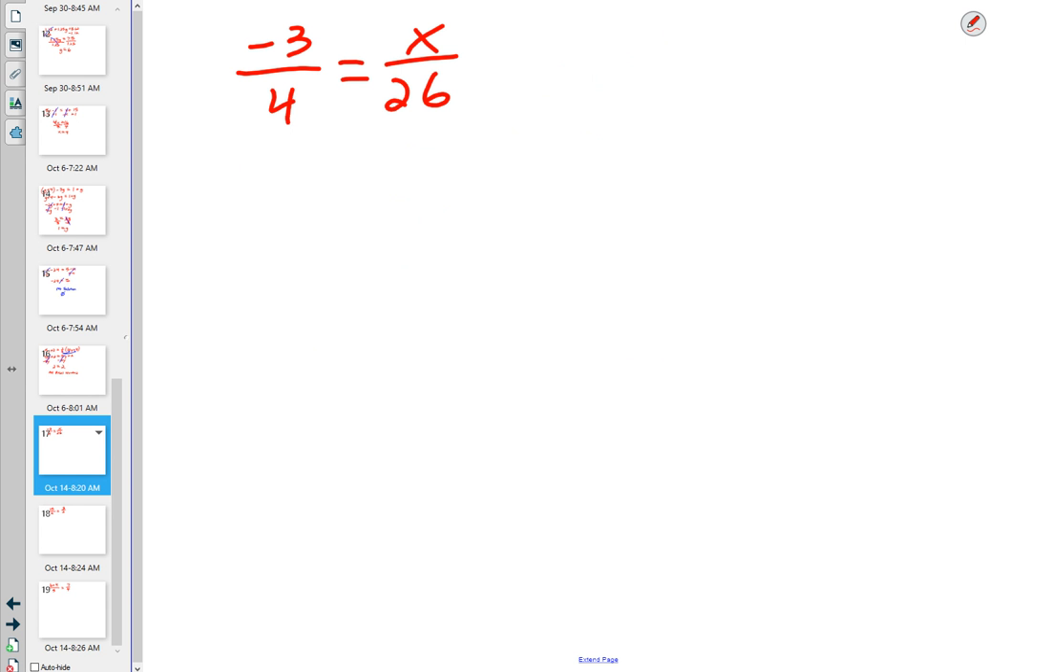For the third time today, what do we call these? Proportions. How do we solve the proportion? Cross multiply. So 4 times x is equal to negative 3 times 26. So 4 times x is equal to negative 78. Is that wrong?